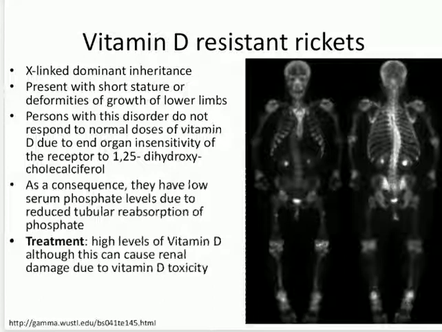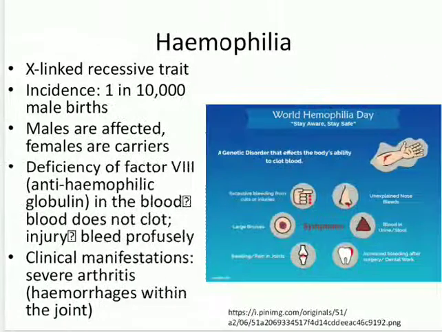And this person will have reduced tubular reabsorption of phosphate. So the phosphate is not reabsorbed in the kidney tubule, so there will be a reduced serum phosphate level. So how to treat it? High doses of vitamin D. But this high dose of vitamin D itself is toxic to the kidney.